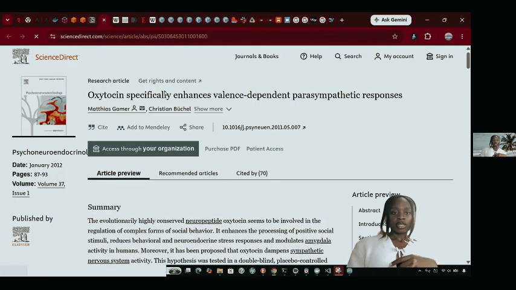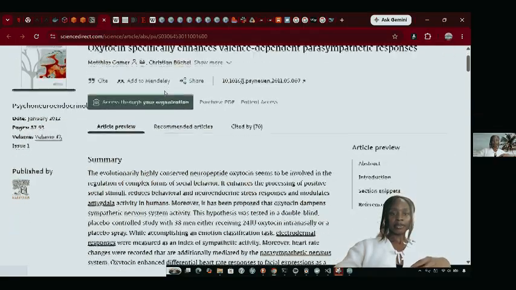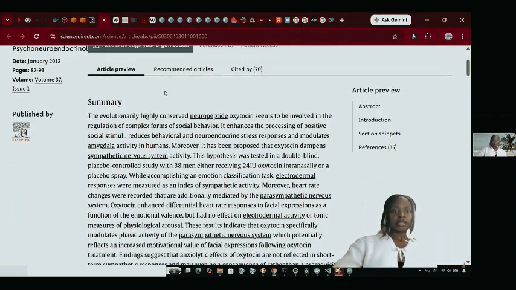So let's go to the next one that I looked at. This is from Science Direct, right? Oxytocin specifically enhances valence dependent parasympathetic responses.